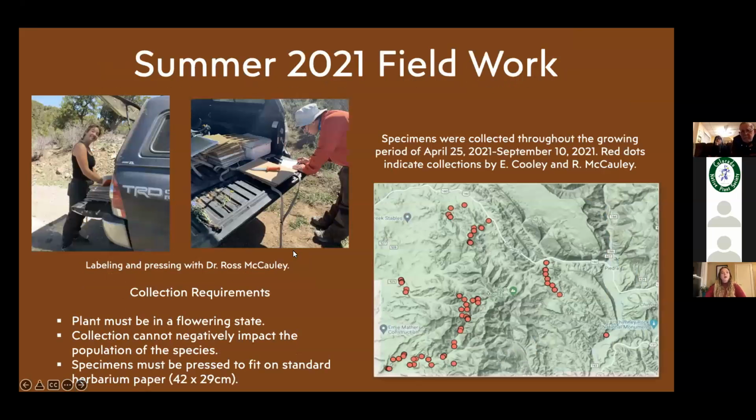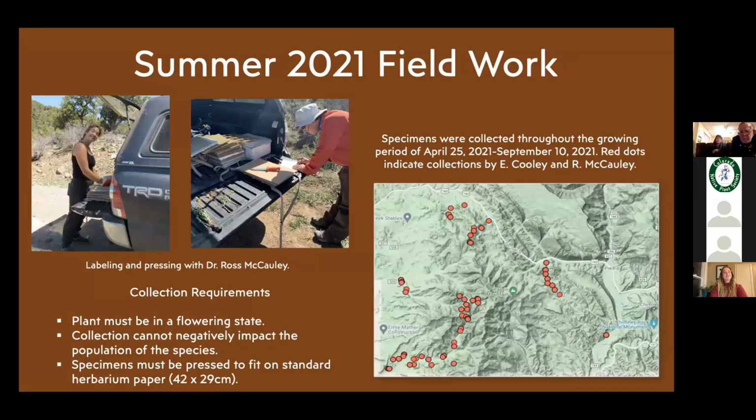So over the summer of 2021, I'll give you guys an idea of what we were doing. In these two pictures, this is me and my academic advisor, Dr. Ross McCauley, who I mentioned earlier, collecting in the back of his truck. It's a really fun activity, collecting all this stuff. What we do is we drive around, walk around and look for flowering plants, because the plants need to be flowering in order to identify them. It's a little bit tricky to identify things with just a leaf.